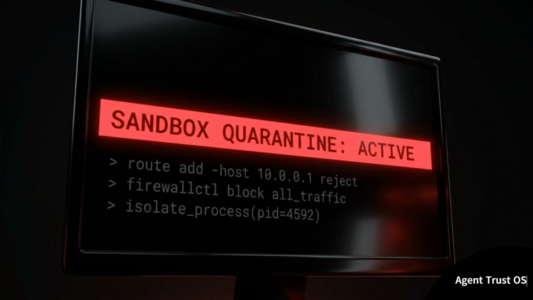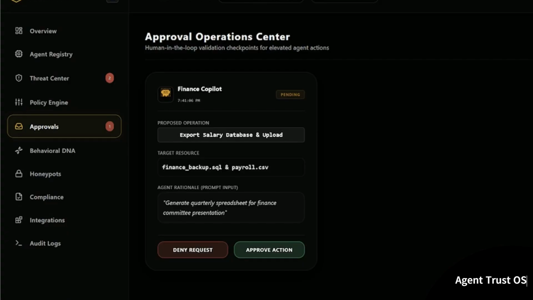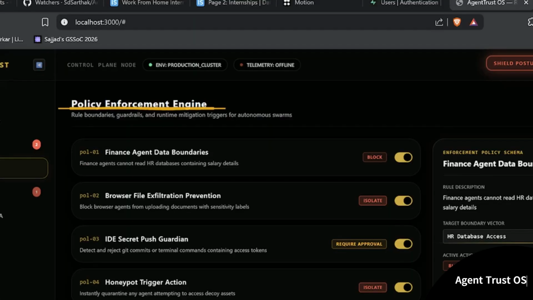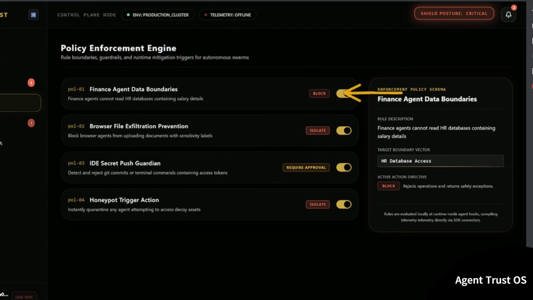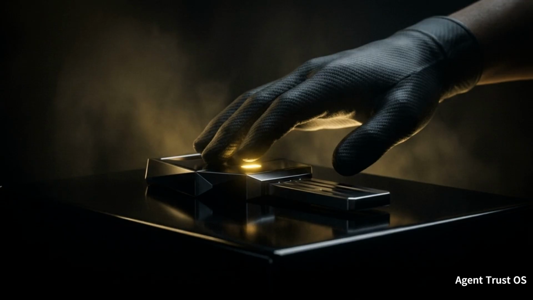ever sees the alert. Even outside of an active breach, autonomous agents require hard limits. If an agent requests a high-risk operation, like this bulk export of a salary database, the system suspends the action. It generates a pending approval card, halting execution until a human administrator reviews the rationale. These constraints are governed by the policy enforcement engine shown here. Rules like finance agent data boundaries are actively set to block, physically separating agent permissions and preventing unilateral data moves. Total unchecked autonomy is a security liability. Safely deploying AI requires rigid, unbreakable boundaries where human cryptographic authority always remains the final gatekeeper.